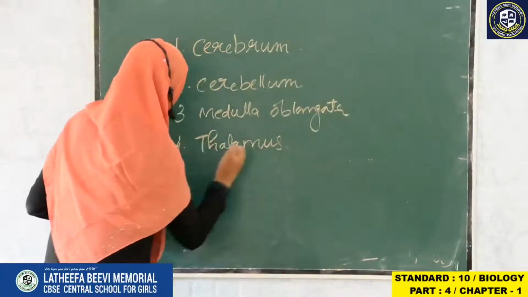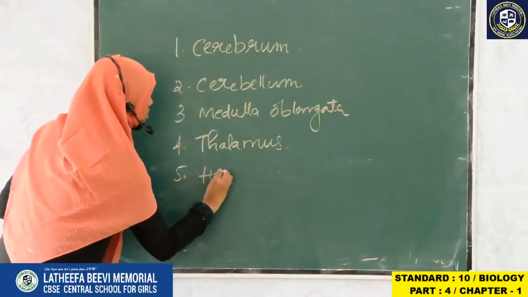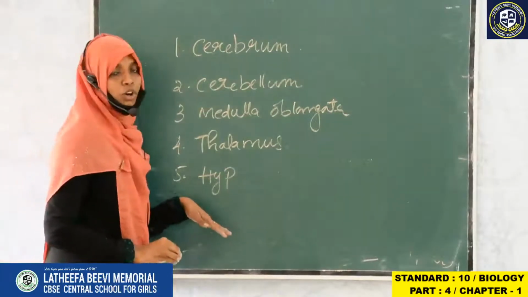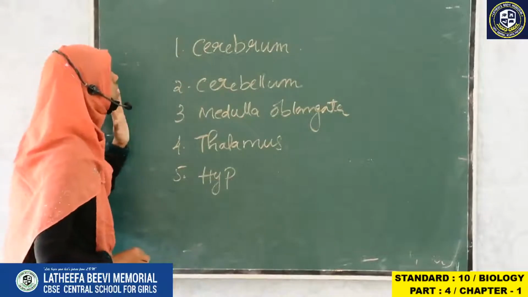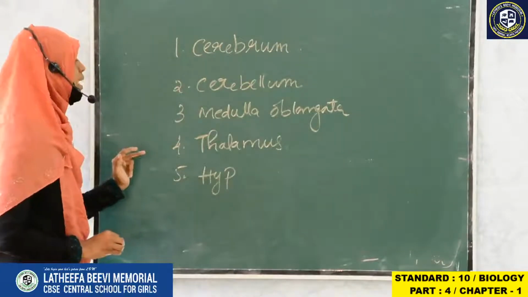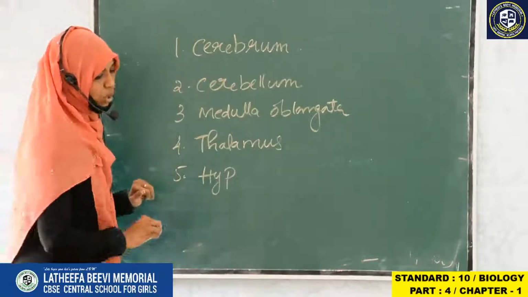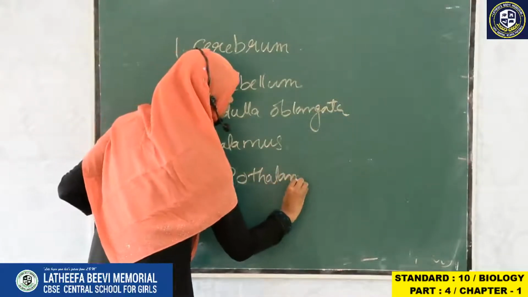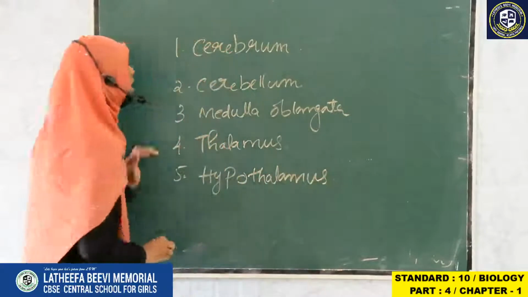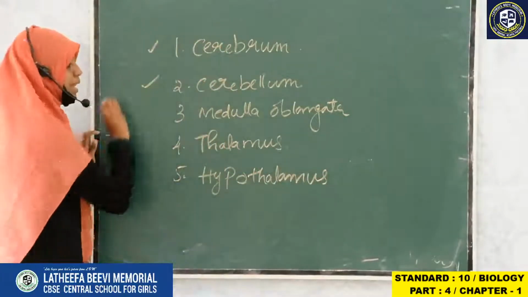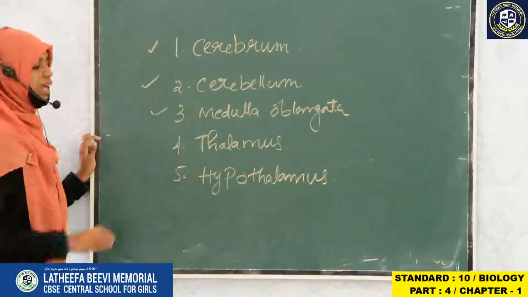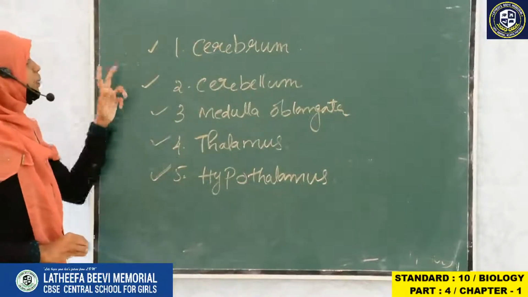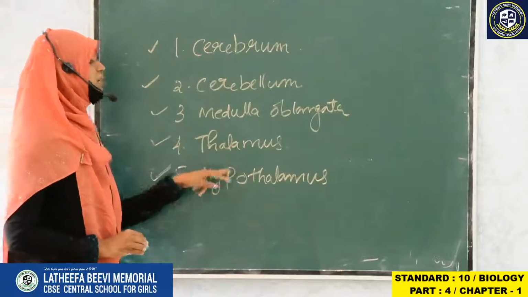The fifth one is hypothalamus. These are the important parts of the brain. There are other parts of the brain, but we have to learn just cerebrum, cerebellum, medulla oblongata, thalamus and hypothalamus.